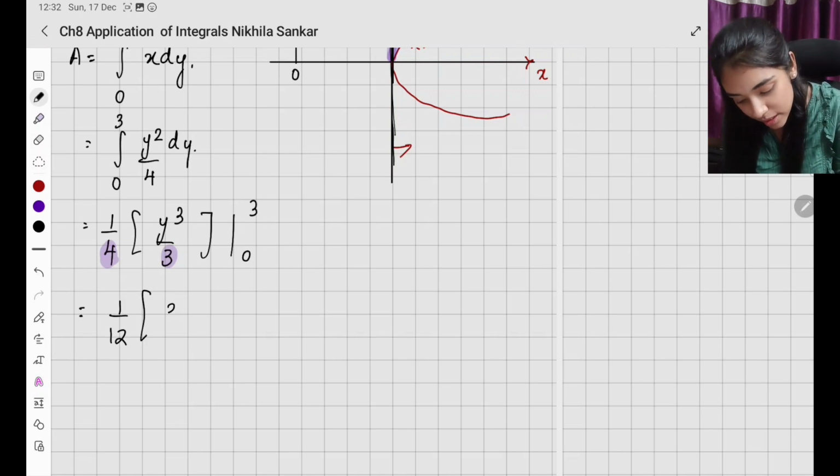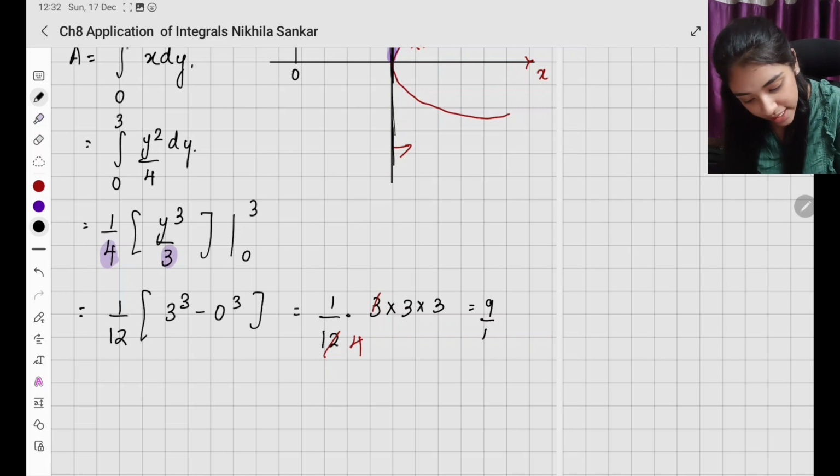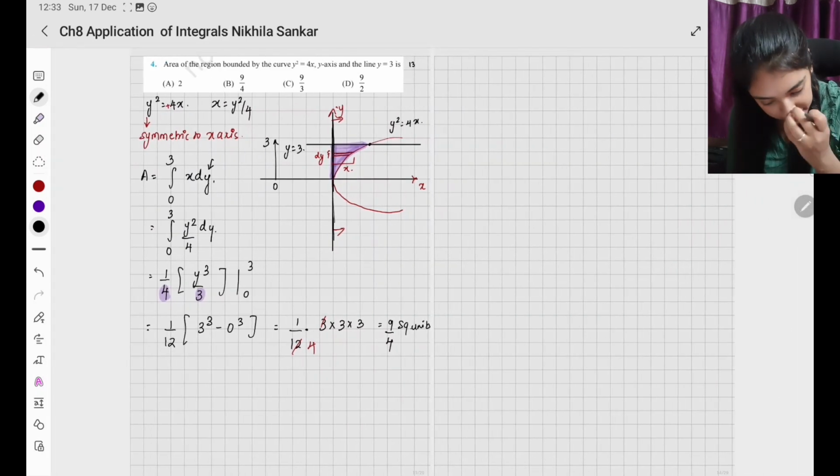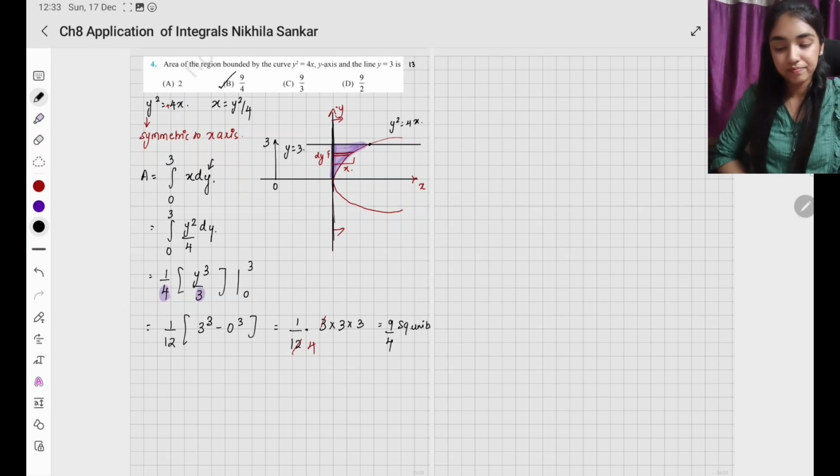When I apply the limits, I have 3 cube minus 0 cube. So this is going to be 1 by 12 times 3 times 3 times 3. So I have 3 fours are 12. So I'll be left with 9 divided by 4 square units. So this is the area. Okay, please copy. So it is going to be option B.